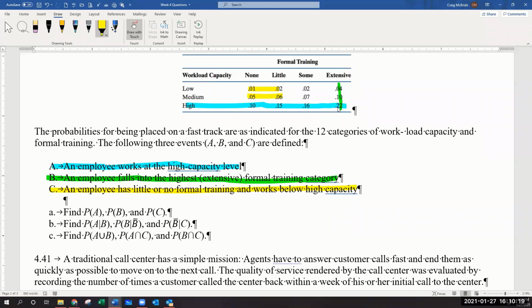So you basically have 0.22, and then this is your total. So 0.22 over 0.36. And you do that math, and that's how you get 0.611. And that's the answer for that one.